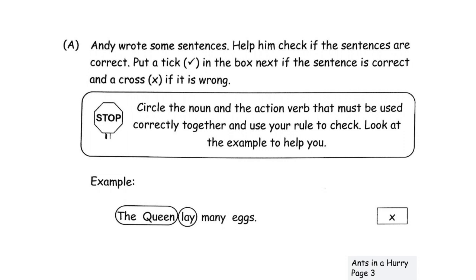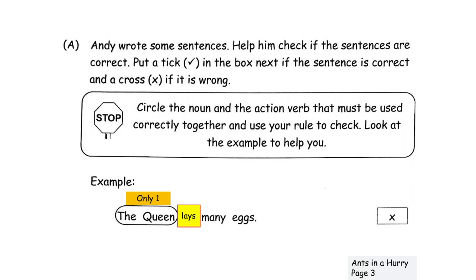So they circled the queen lay. The queen is your subject and your action word is lay. The queen, there is only one. So since there's only one, you need to add a letter S to the end of your verb. So instead of lay, it should be lays. Because of that, I put a cross in the box.